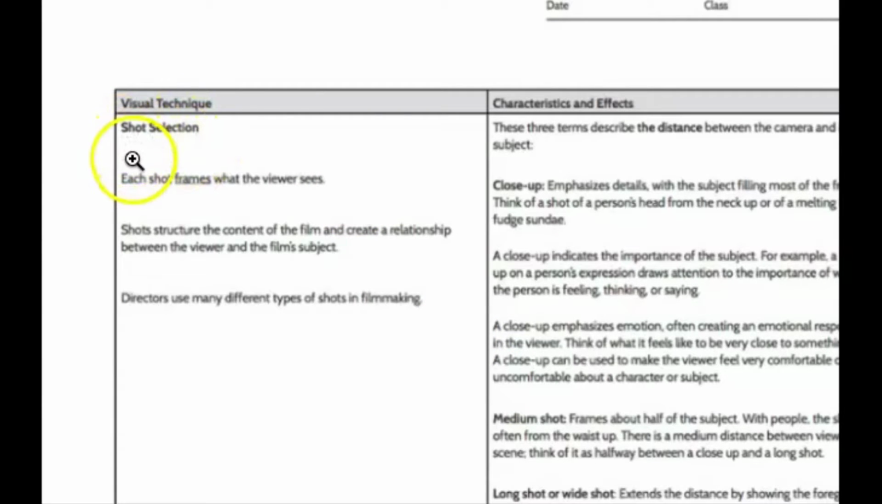A visual technique could be an example of shot selection. This is when a shot frames what the viewer sees. So maybe it focuses in on one specific thing. Maybe there's a close-up where it's trying to emphasize details. Maybe there's a close-up that indicates something that is important. Maybe the close-up emphasizes an emotion. Maybe you can see how a person feels or looks as you're watching them.